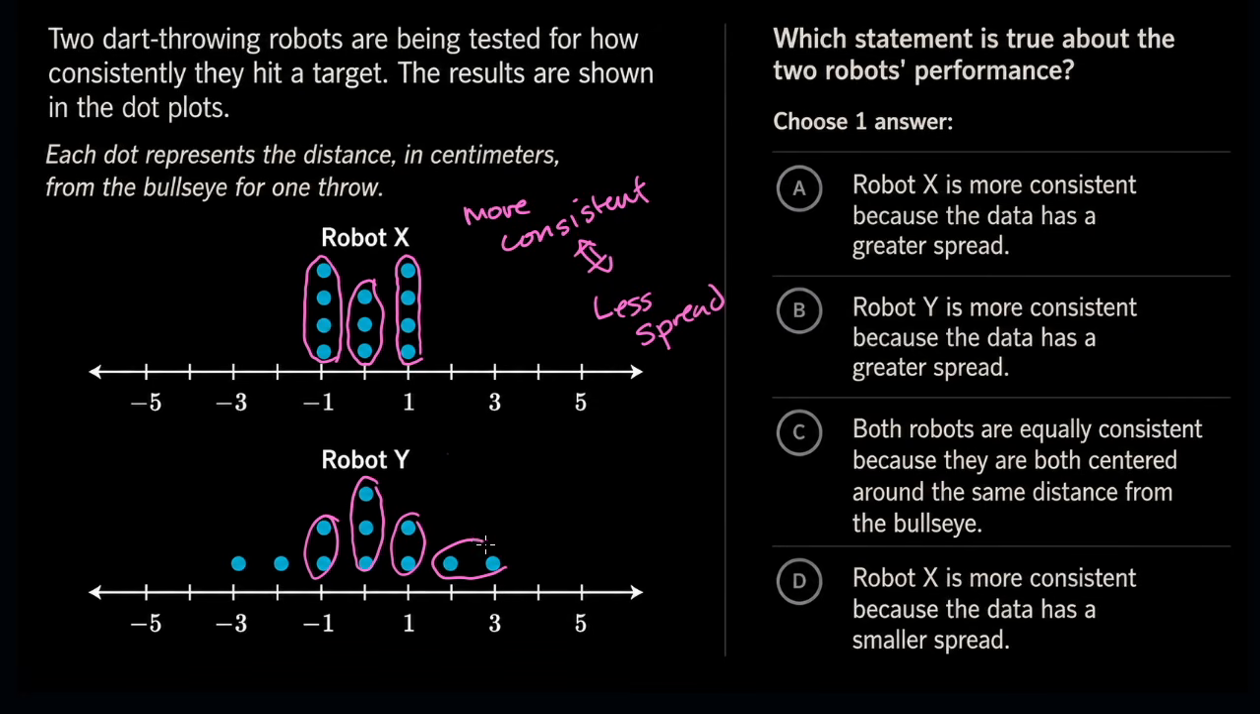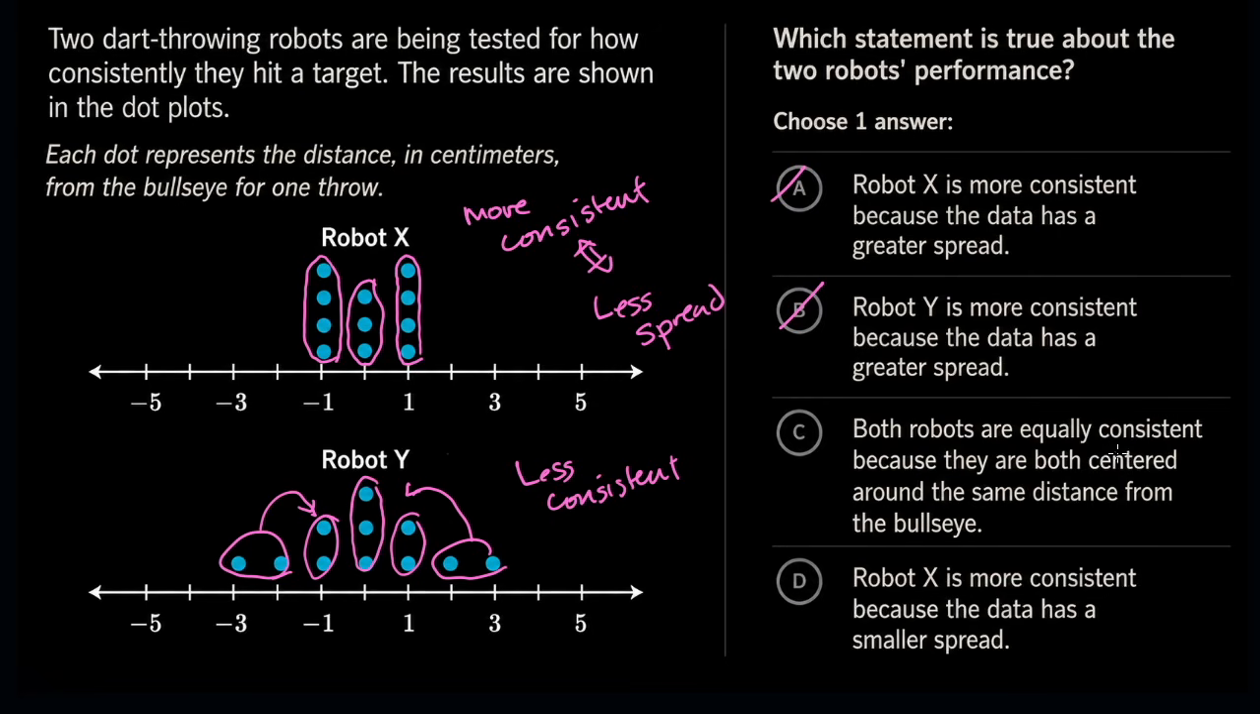If these were over in this column right over here, then they would be equally consistent. But the ones that are not there are further away. So robot Y is less consistent because it has more spread. So let's see, we know it's not that one. Robot Y is more consistent because the data has greater spread. It does have greater spread, but it's actually less consistent.